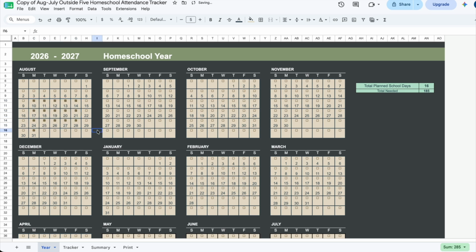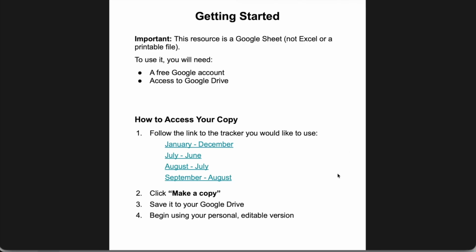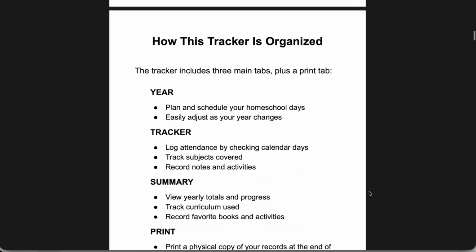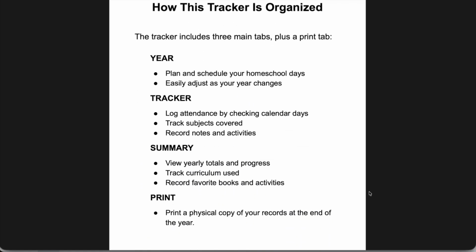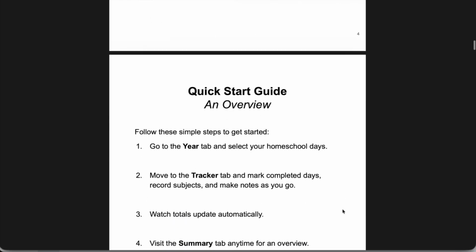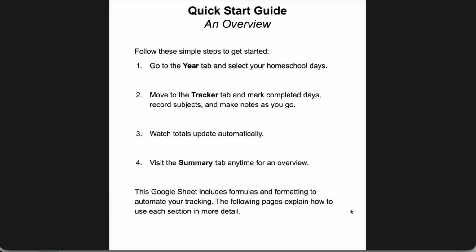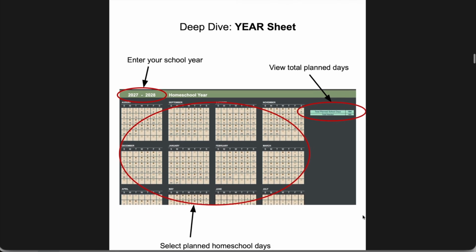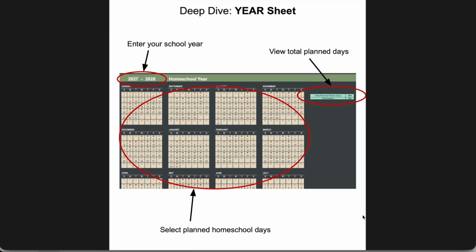Let's go back to the PDF that you'll get when you purchase this tracker, and it'll show you more details on how to use it. So if we scroll down, you'll see a page that talks about how the tracker is organized, and it gives an overview of how to use each of the 4 tabs that are included in this tracker. And the next page is the Quick Start Guide, which gives you a very broad walkthrough of how to use the Google Sheet. And then after that, you dive deeper into each of the 4 tabs that are included and get a better understanding of how to use them.